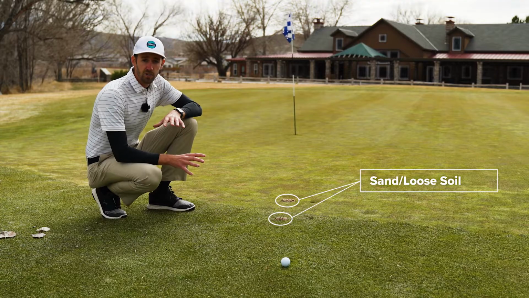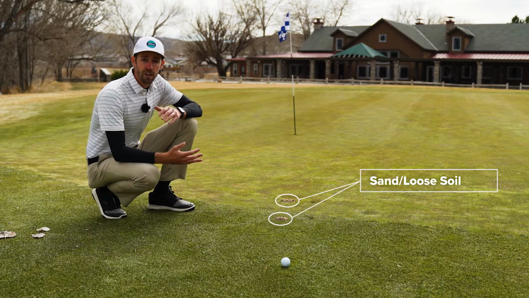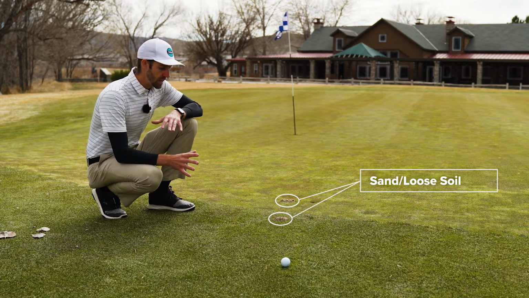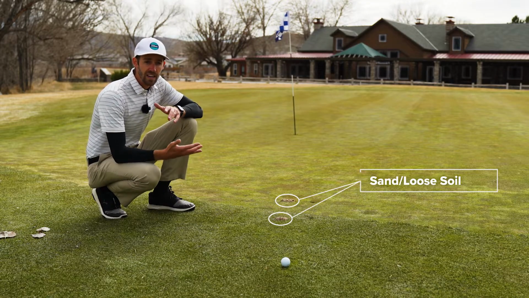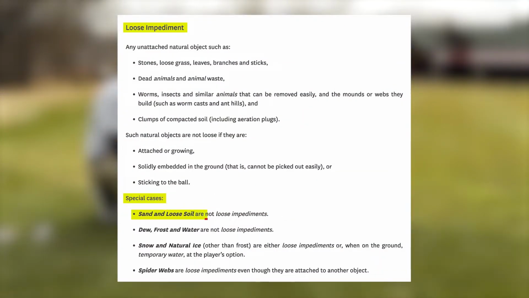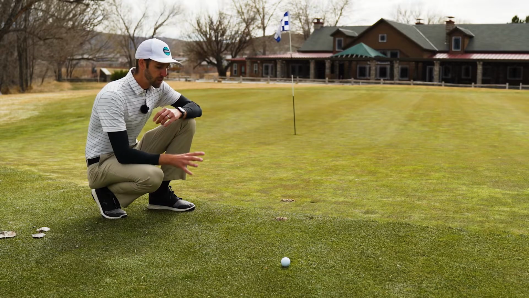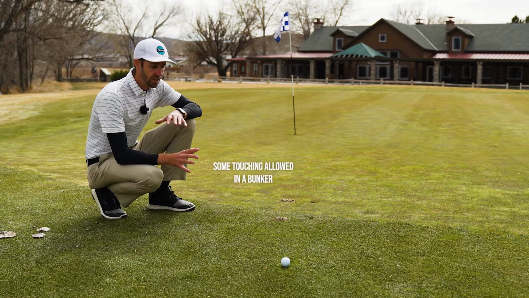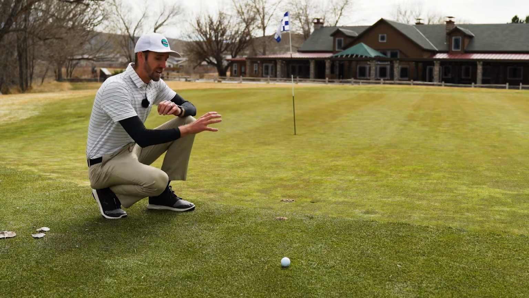Sand is special, because even though it could fit the definition of loose impediment due to it being natural and unattached, it is a special case that is specifically excluded from being a loose impediment. So any sand that's not on the putting green must be left as it is. You can't touch it. But there is an exception when the sand is on the green.